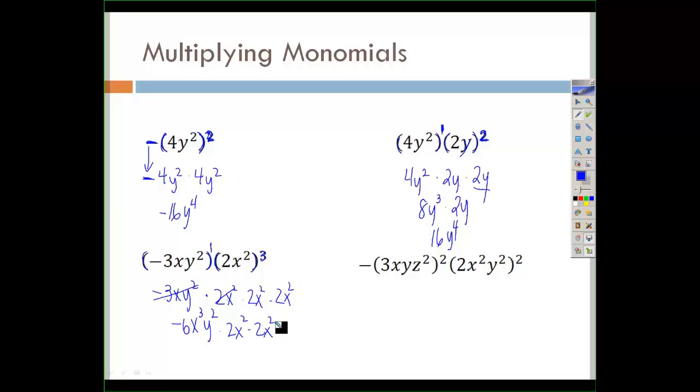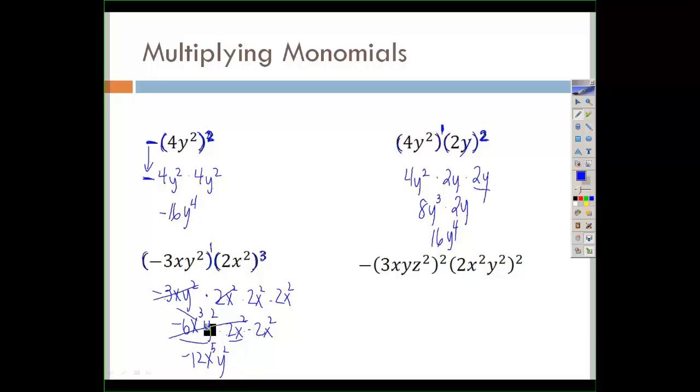So let's continue on. I'm going to multiply the first part times the second part now. This guy times this guy. Negative 6 times positive 2 is negative 12. X cubed times x squared. That makes x to the fifth because we're adding the exponents. And once again, we have y squared, but there's no y's over here, so we're just going to write y squared. Okay, so those two we've taken care of.